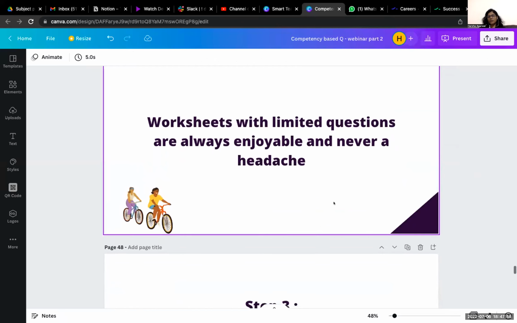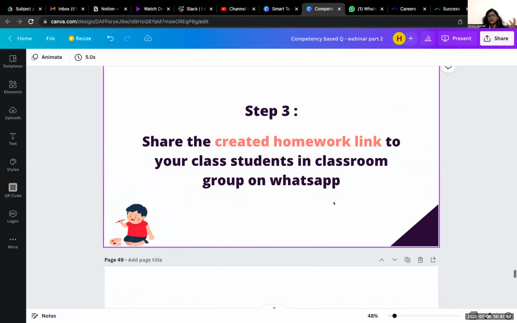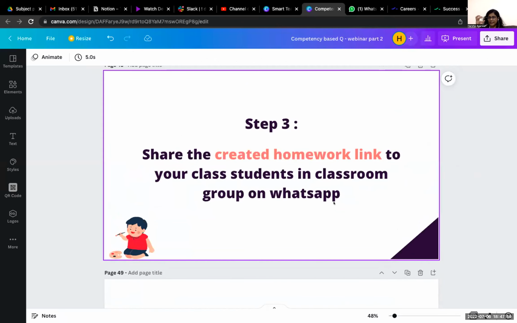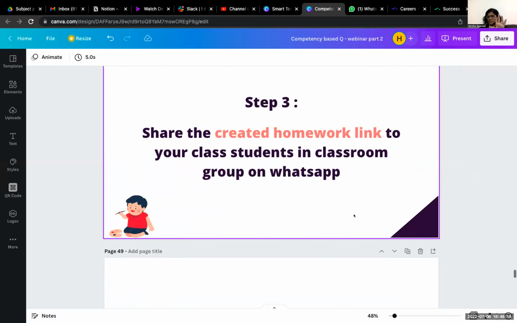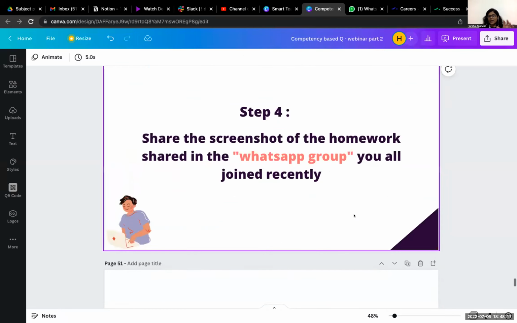After you make a homework from it, you have to share the homework link to the students. So after you create a homework using the homework app with 10 questions, share the homework link to your students on WhatsApp. And after you share it, with 5 assertion reasoning and 5 case based questions, post that, you have to share the screenshot.